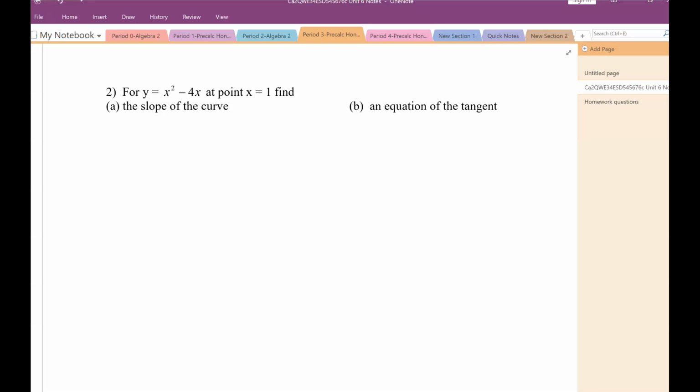Okay. Here we go. Example 2. For y equals x squared minus 4x at the given point x equals 1, find the slope of the curve. And B, write an equation of the tangent. In your book, when it says write an equation of a tangent, it's the same thing as writing an equation of a tangent line. Okay?